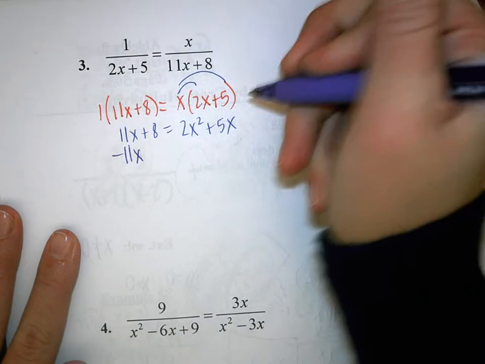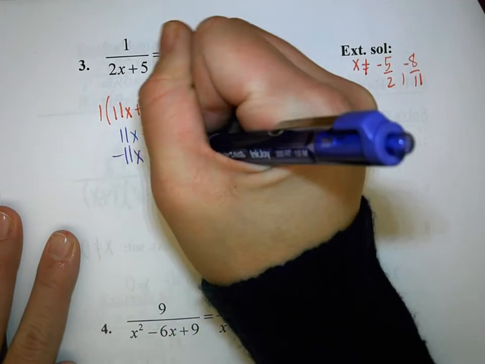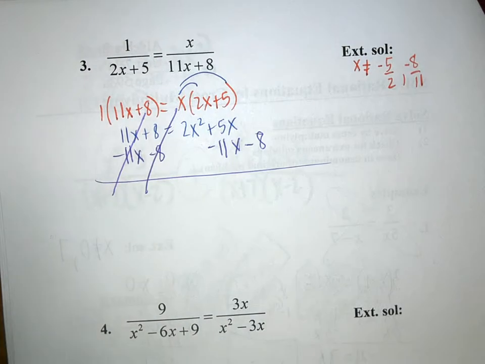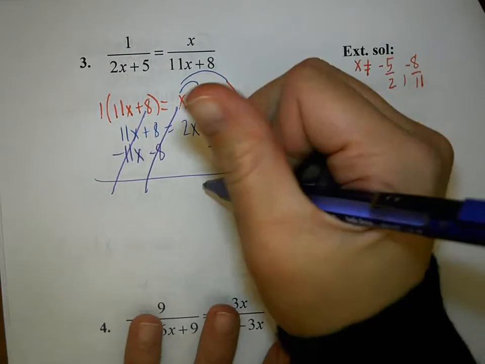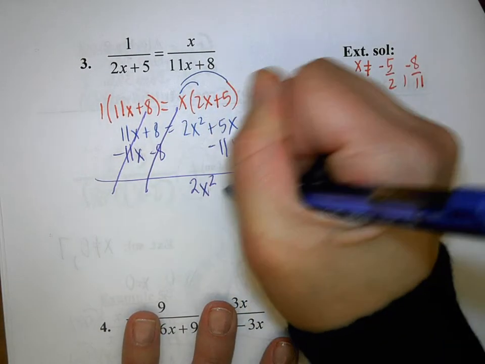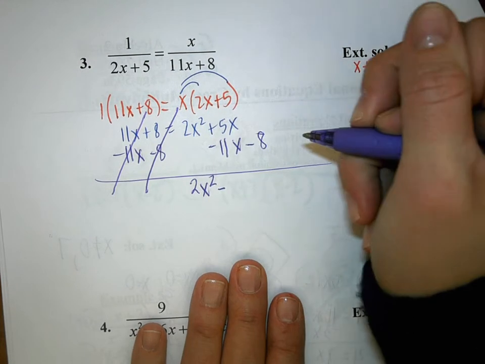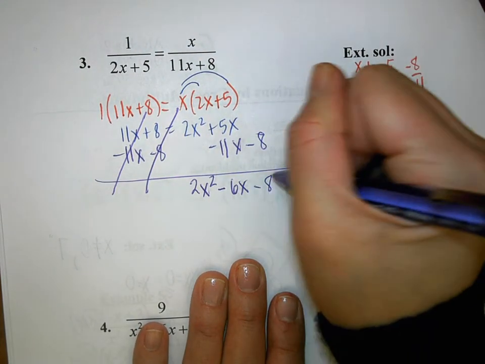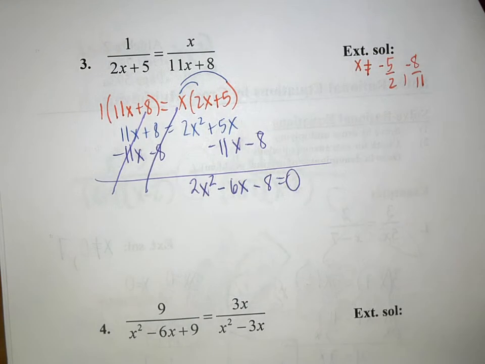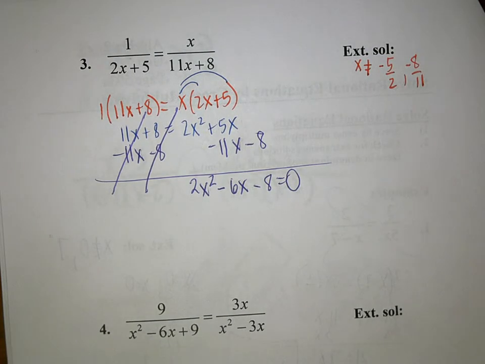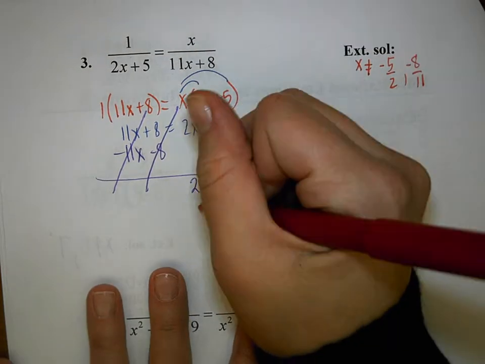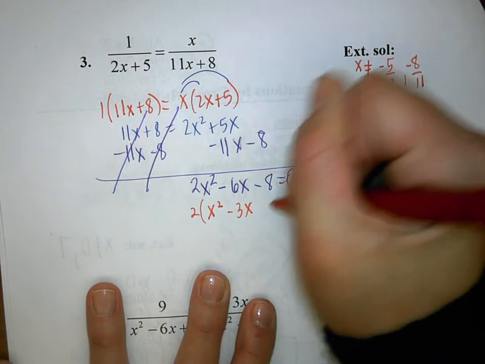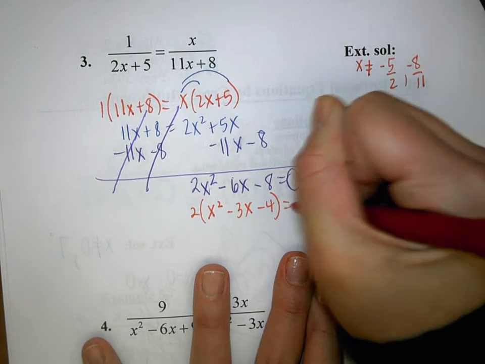We want our x squared to be positive, so I'm going to move everything to the right. So I'm subtracting 11x, and I'm subtracting 8 because it has to be set equal to 0, and our x squared to be positive. So we get 2x squared minus 6x minus 8 equals 0. When you're factoring, you always check for a GCF first. There's a GCF of 2. So you have 2, and then I get x squared minus 3x minus 4 equals 0.